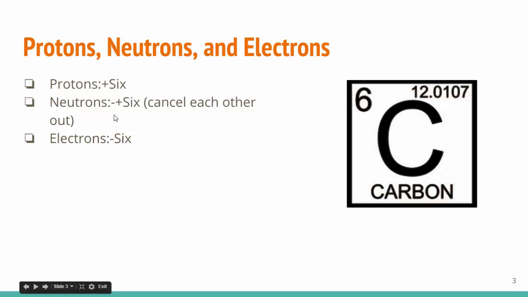Neutrons is -6 +6. The reason why is because they cancel each other out. So it's like on and off, on and off, on and off. But anyway, electrons is -6. Kind of like, well, not really like anything.